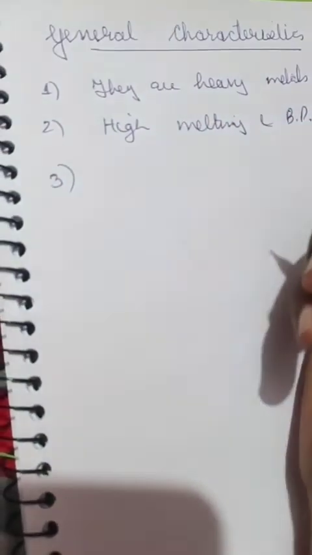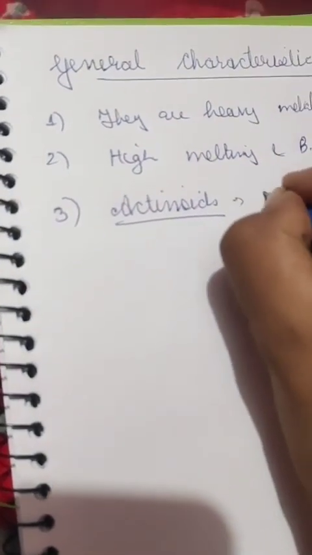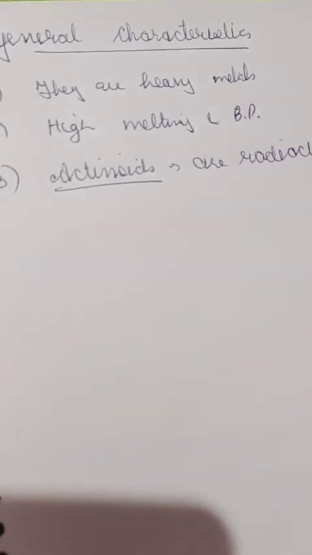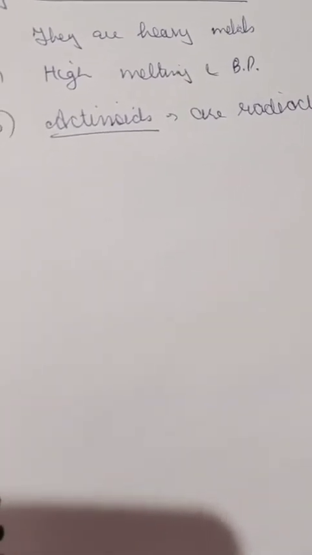Characteristics. They are all heavy metals, and they have high melting and boiling points. They also form colored ions. They exhibit variable oxidation states, and they have a tendency to form complex compounds. Now actinoids are really special. An important property is that actinoids are radioactive in nature. Many actinoid elements have been made only in nanogram quantities, or even less, by nuclear reactions, and their chemistry is not fully studied.